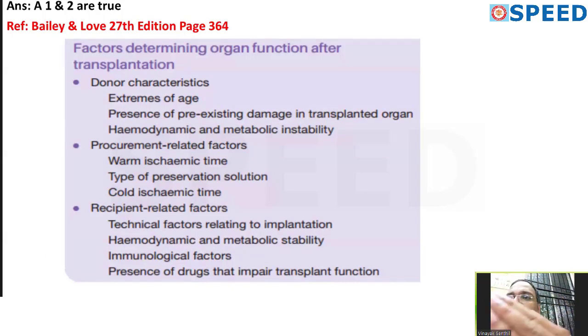So the factors determining the organ function after transplantation: the donor characteristics of extreme of age, presence of pre-existing damage, hemodynamic and metabolic instability, procurement related factors of warm ischemic time, type of preservation solution, cold ischemic time. You remember this? The optimum time for cold ischemia is the lowest for, we've been discussing about small intestine and heart. We had a discussion, I made a mistake in that. Yes, safe maximum and optimum. I don't know how many of you remember this area when we discussed just before the exam, 2 or 3 days before the exam. Yes.